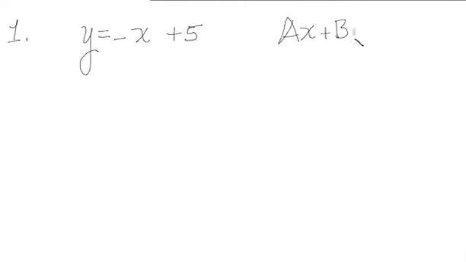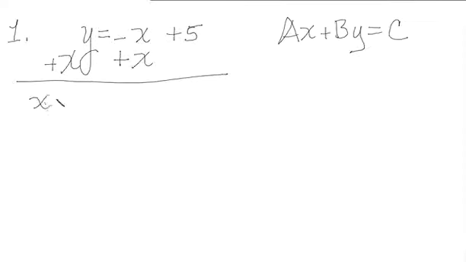So let's look at number one. It says y equals negative x plus 5. All right, so we want to get it to look in standard form, which is ax plus by equals c. So what are we going to do? We're going to add x to both sides to get the x over there, and we end up with x plus y equals 5. Is this standard form? It sure is. It's as simple as that.